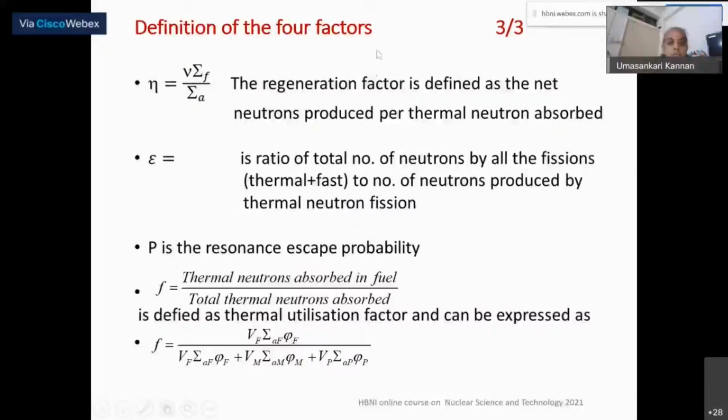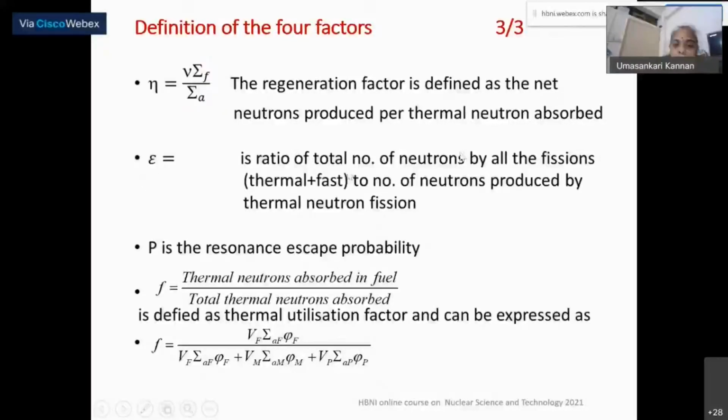So what are the definitions? Once again, we'll see the definition of the four factors. Eta is nothing but nu sigma f by sigma a, which is the regeneration factor, and it is defined as the net neutrons produced per thermal neutron absorbed. Here, if you have noticed, I have gone to the macroscopic cross section because I have multiplied by the number density or nuclear density of the fuel atom or of the medium.